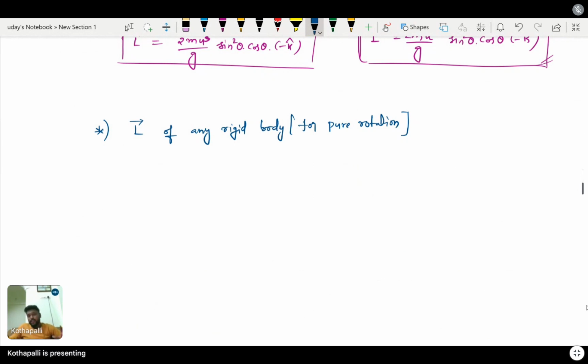When we come to rolling motion, we'll talk about the angular momentum of the body in a rolling motion. That is a separate case. Now we are only going to discuss a rigid body in pure rotation. Then what will be its angular momentum?